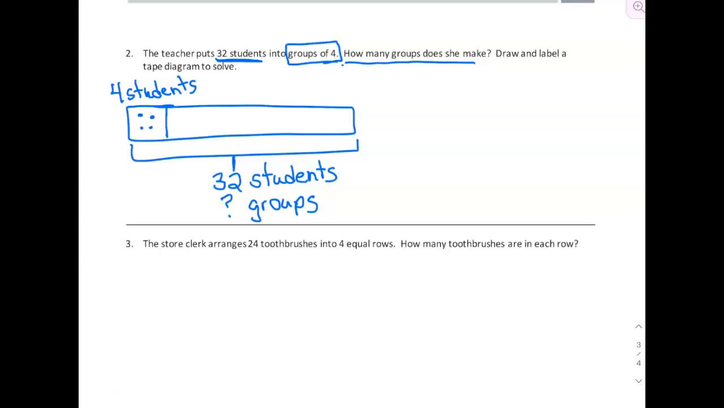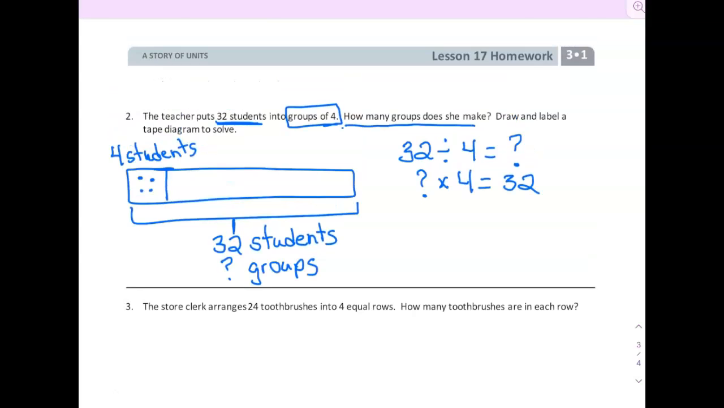Now let's write a math sentence, a division sentence. So we have 32 divided by 4 students in each group, and we need to figure out the number of groups. A related multiplication fact would be the number of groups times 4 in each group equals 32 students. So let's skip count and add our dots until we get to 32.